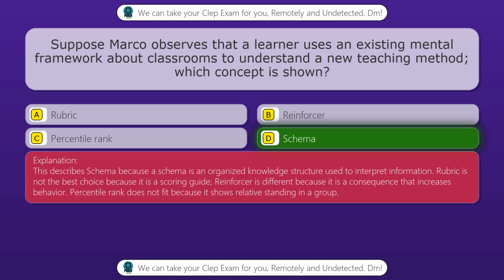This describes schema because a schema is an organized knowledge structure used to interpret information. Rubric is not the best choice because it is a scoring guide. Reinforcer is different because it is a consequence that increases behavior. Percentile rank does not fit because it shows relative standing in a group.